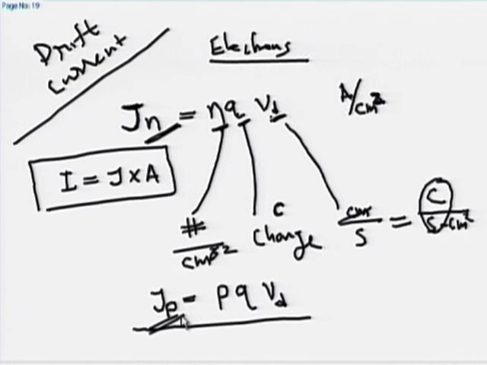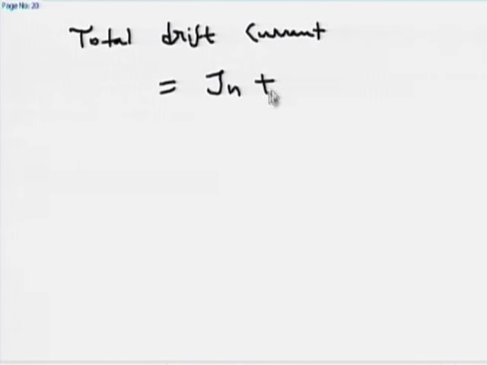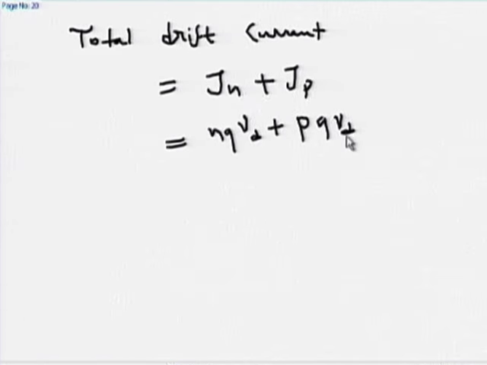Under the electric field, electron will contribute to the current, hole will contribute to the current. What will be the total current? Because in a semiconductor you have electron as well as holes, both electron and hole will contribute to the current. Total drift current will be the sum of electron plus hole current, right. Both carriers are contributing, and therefore you will have the expression n q v d plus p q v d, right.